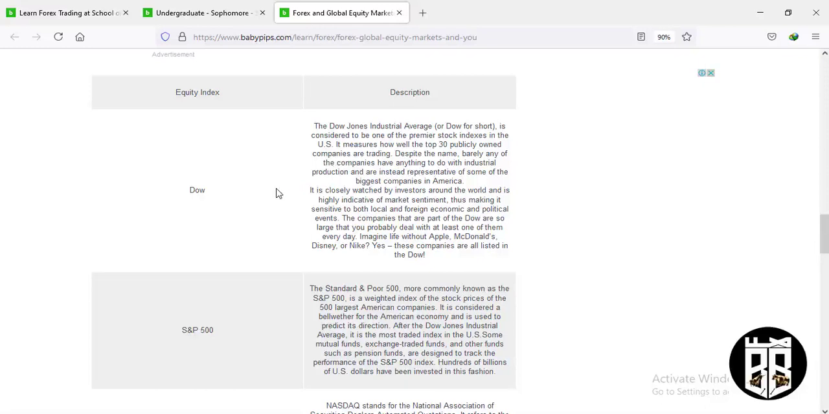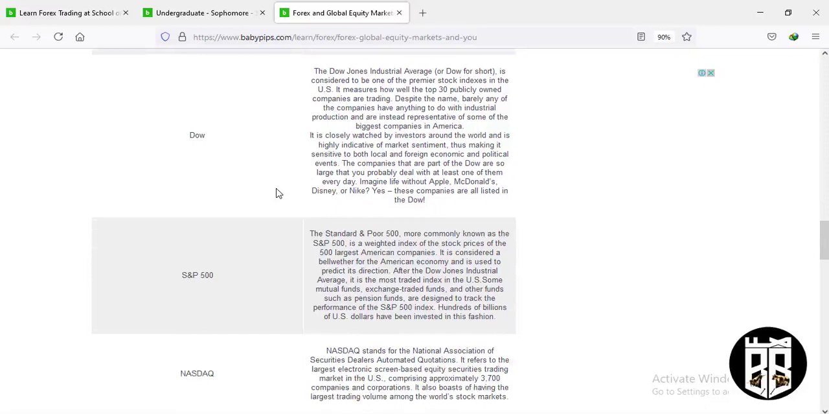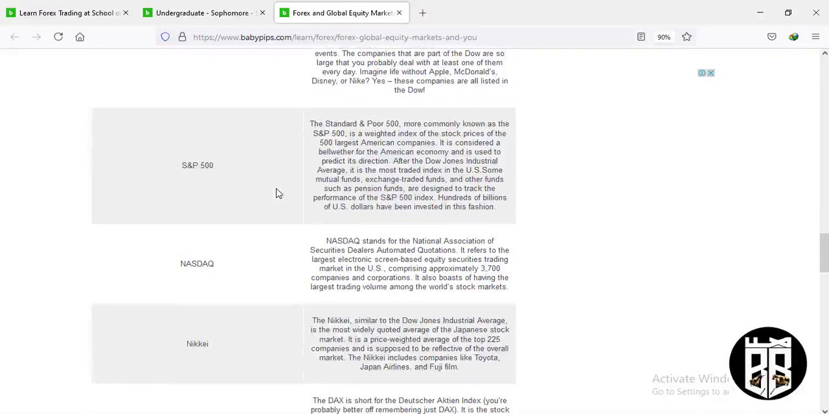It is closely watched by investors around the world and is highly indicative of market sentiment, thus making it sensitive to both local and foreign economic and political events. The companies that are part of the Dow are so large that you should probably deal with at least one of them every day: Apple, McDonald's, Disney, Nike, and the rest of them. So next, another index you should pay attention to is the S&P 500, Standard and Poor's 500.